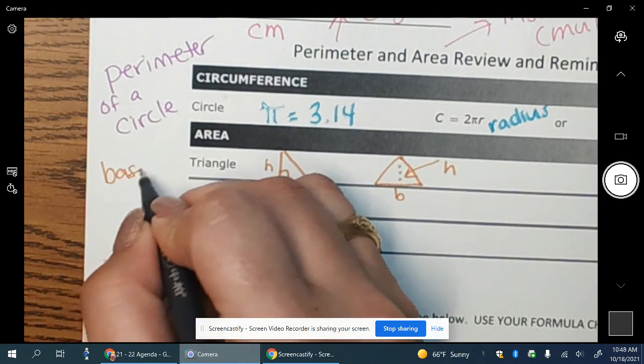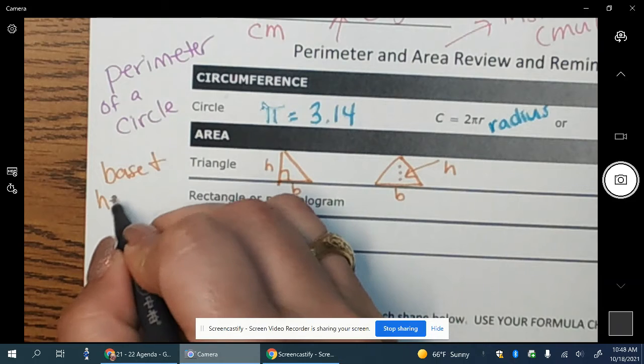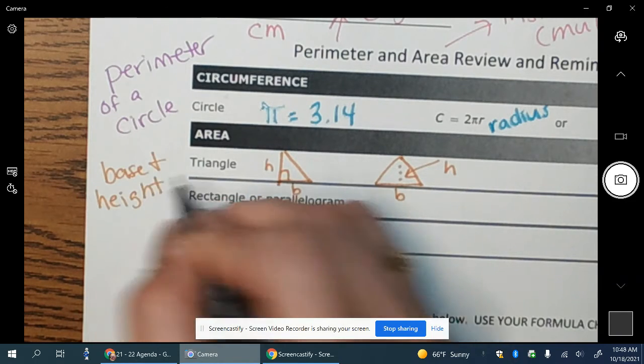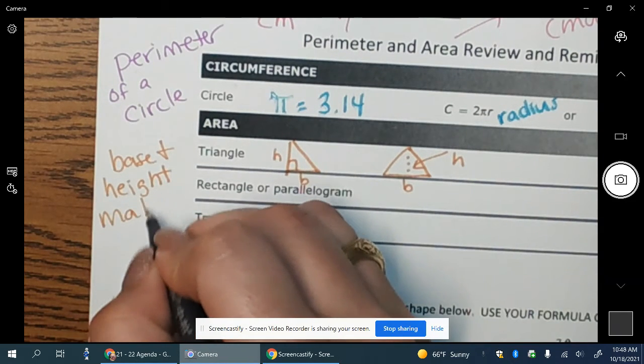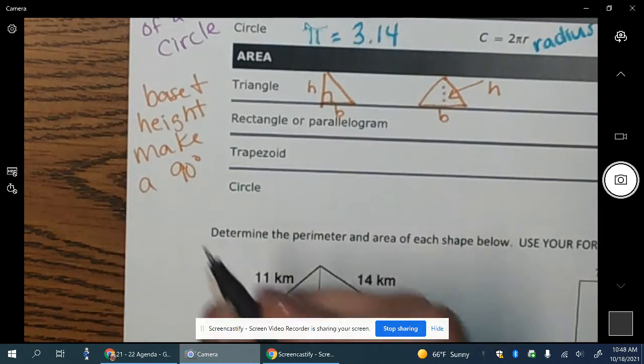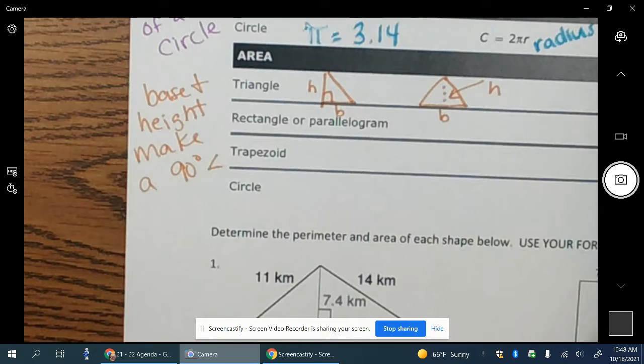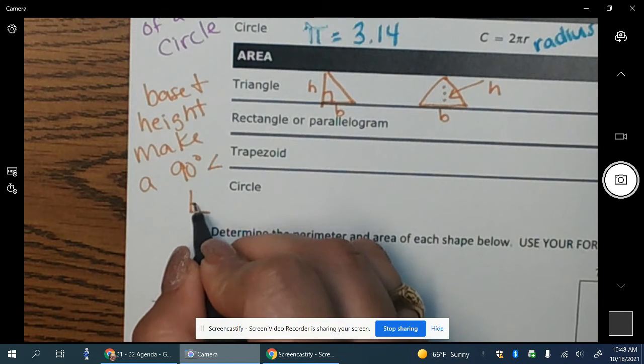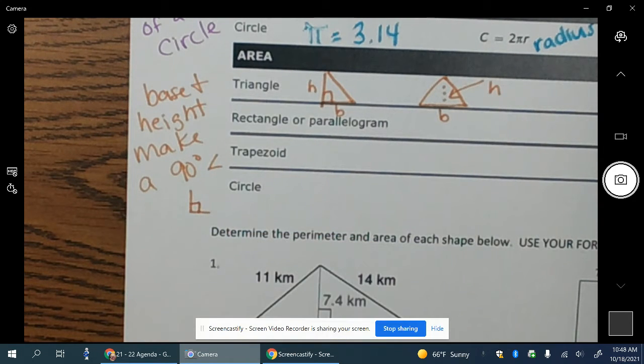Do you remember? Yes, make a right angle. Base and height make a 90-degree angle. It's this box. That's how you know it's a right angle. Again, this is just review. This should not be anything new.